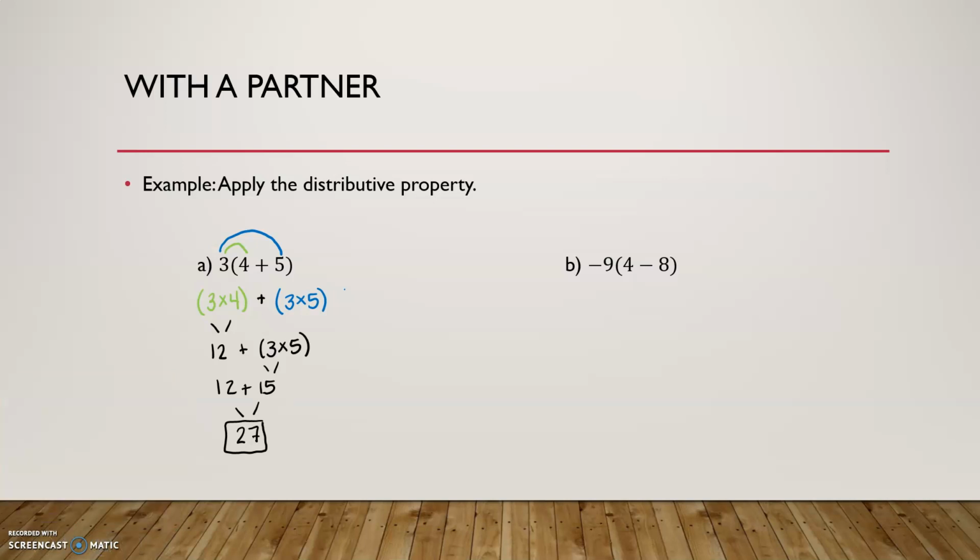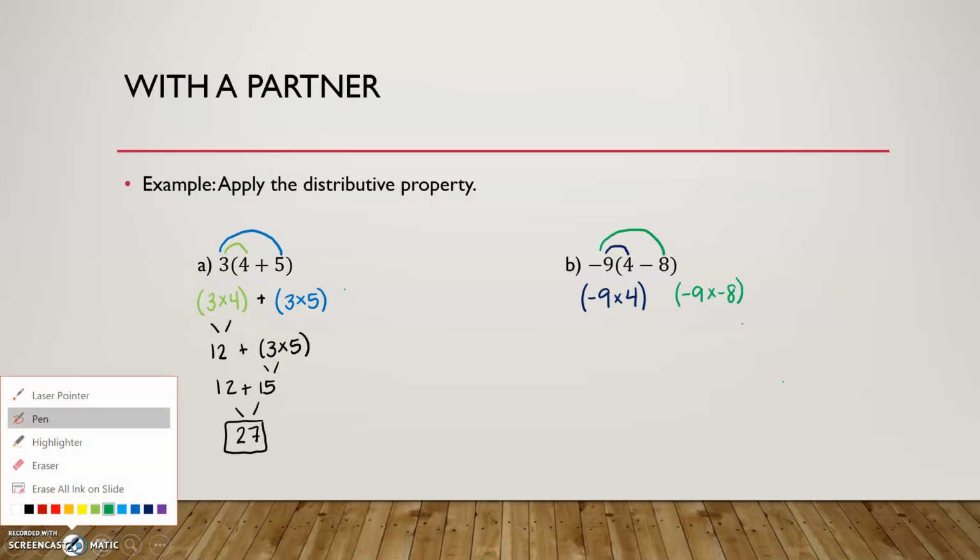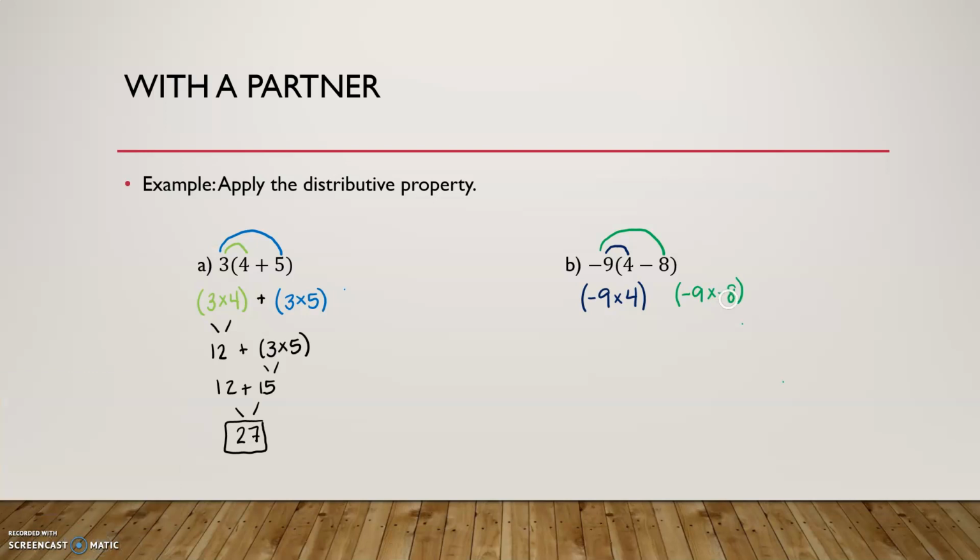Okay. So I would have negative 9 times 4. And then I'm going to have negative 9 times negative 8. And now I have that minus sign in the middle, but I moved it with the 8. So I'm going to put the plus sign here because I already moved that negative over here. It can only happen once. It can't go both in the middle and with the 8, only one or the other.